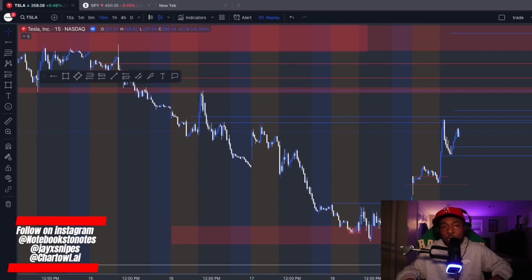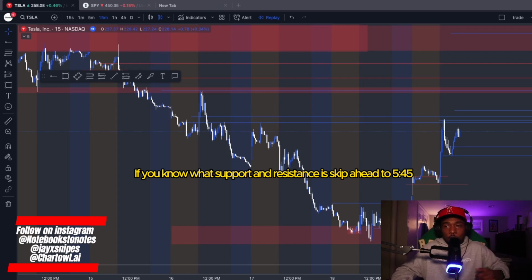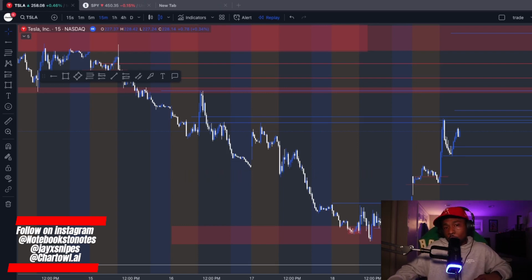So for those that may be new to trading and don't understand what support and resistance is, let me break it down to you. Say prices are at 230, they drop down to 225, go up to 230 again, drop down to 225, go back up to 230, then drop down to 225 again. It's fair to say that 225 is now the floor and 230 is now the ceiling. This is what you would refer to as support and resistance.